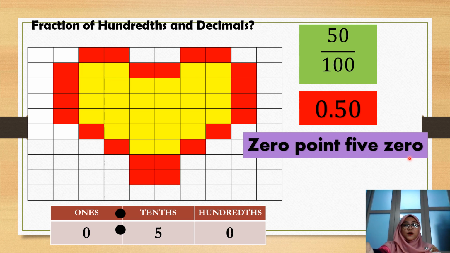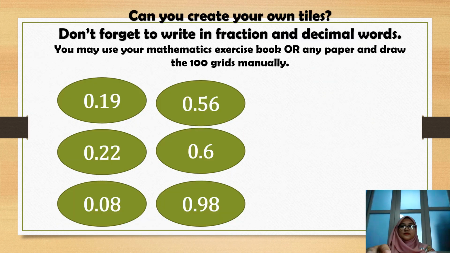0.50 or 0.5 only. Okay, now is your turn. Can you create your own types? Don't forget to write in fraction and decimal word.